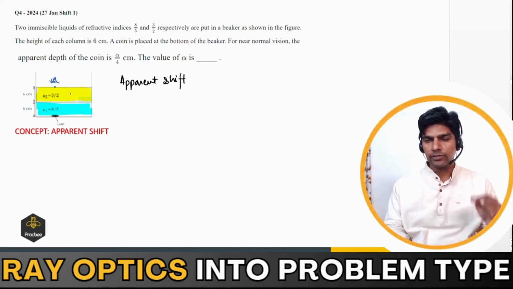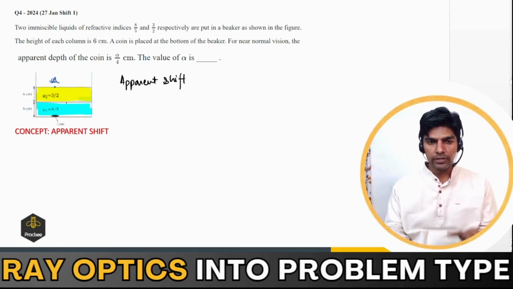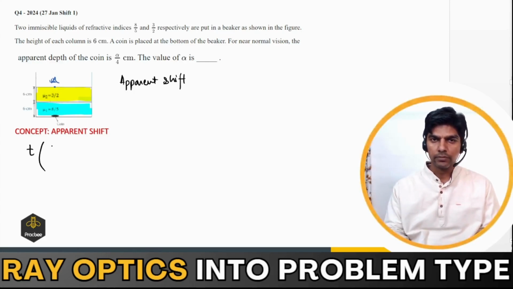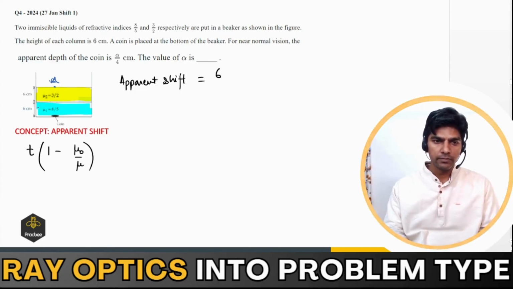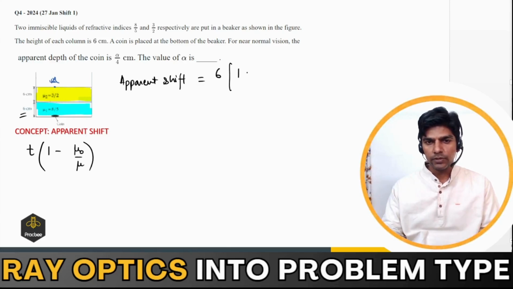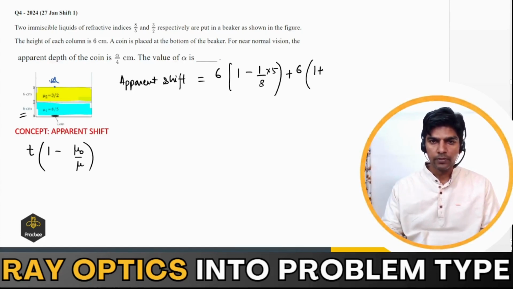So we can consider these two immiscible liquids as two slabs which are joined together, and we know the shift produced by the slab will be 1 minus mu naught by mu, where mu naught is the refractive index of the observer and mu is the refractive index of the slab. Now you simply have to add up the shifts by both the slabs. So apparent shift will be 6, 6 is the thickness, 6 times 1 minus 1 divided by 8 by 5, plus 6 times 1 minus 1 by 3 by 2.